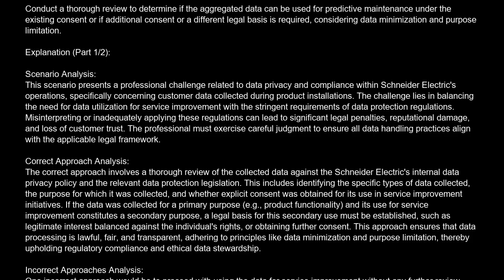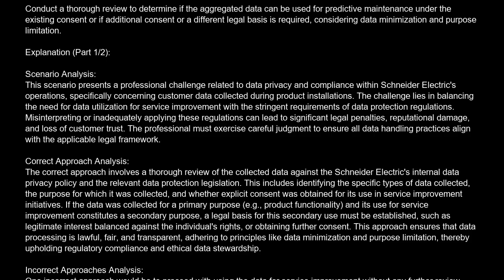Explanation. Scenario analysis. This scenario presents a professional challenge related to data privacy and compliance within Schneider Electric's operations, specifically concerning customer data collected during product installations. The challenge lies in balancing the need for data utilization for service improvement with the stringent requirements of data protection regulations. Misinterpreting or inadequately applying these regulations can lead to significant legal penalties, reputational damage, and loss of customer trust. The professional must exercise careful judgment to ensure all data handling practices align with the applicable legal framework.